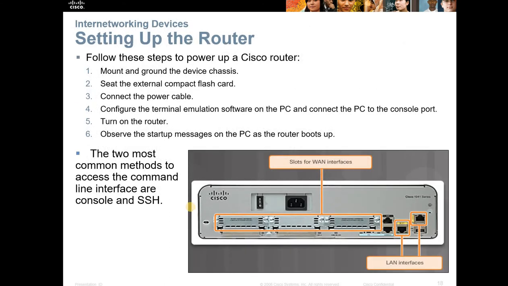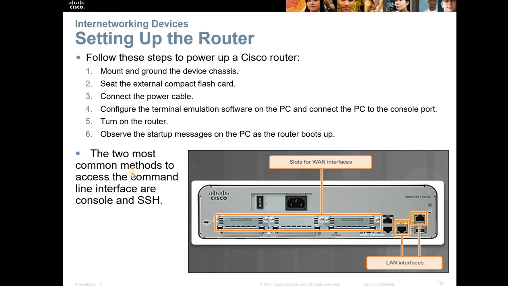Setting up the router, we want to follow these steps. To power up a Cisco router, mount and ground the device chassis, seat the external compact flash card, connect the power cable, configure the terminal emulation software on the PC, and connect the PC to the console port. Then turn on the router, and observe the startup messages on the PC as the router boots up.